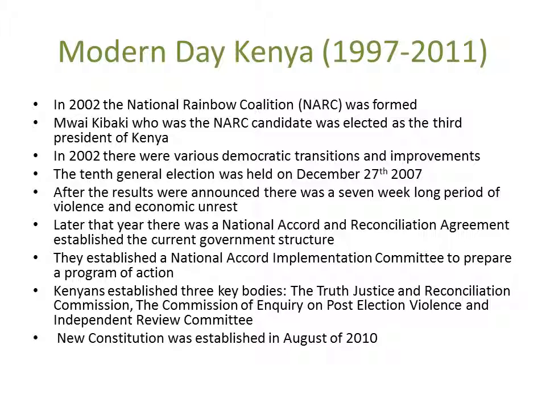The 10th general election was held on December 27, 2007. After the results were announced, there was a 7-week-long period of violence and economic unrest. Later that year, a National Accord and Reconciliation Agreement established the current government structure. They established a National Accord Implementation Committee to prepare a program of action.